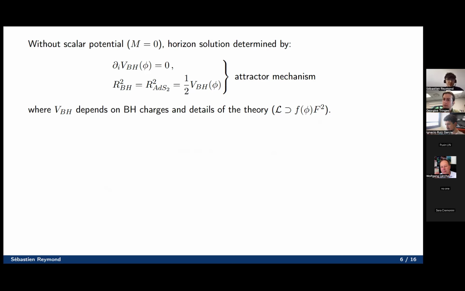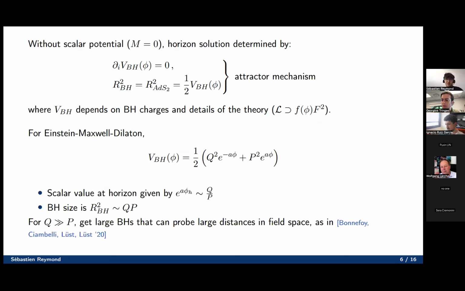Very good, but this is a bit abstract. So how does it work specifically for Einstein-Maxwell dilaton? Well, there you have this explicit function for the black hole potential. It's quite simple. Q and P are electric and magnetic charges. This e to the a phi is exactly the coupling to the F squared that I showed in the action before. And there you can see the attractor mechanism at work. The scalar value at the horizon is given by a ratio of charges, so independently of the value at infinity. And the black hole size is now a product of the charges. So here you see, for Q much larger than P, you do get those large black holes that can probe large distances in field space, as in the papers I mentioned before.